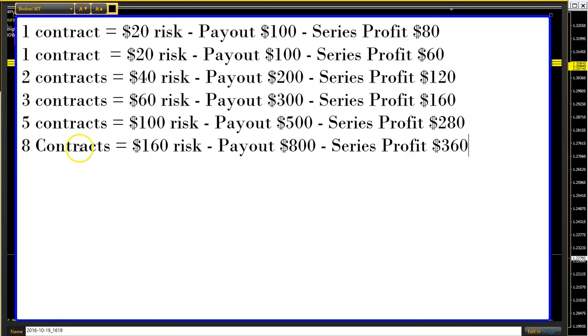On your 6th and final attempt, your profit is going to be $360. Okay, so you've got 6 tries here to make a profit. Each time that you are attempting to make a profit, your profit potential grows as well as your risk. Your risk will grow. So let's talk about risk versus profit potential.